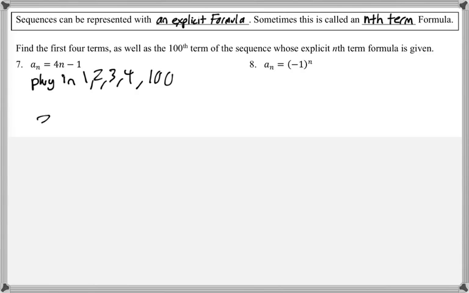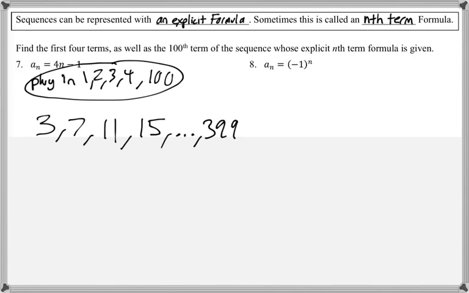So we get 3, 4 times 2 minus 1, we get 7. 4 times 3 minus 1, we get 11. 4 times 4 minus 1, we get 15. And this one you can probably do in your head, but there'll be other ones that you for sure want to use the calculator. 4 times 100 minus 1, we get 399. So I'm just plugging in 1, 2, 3, 4, and 100 into our formula.